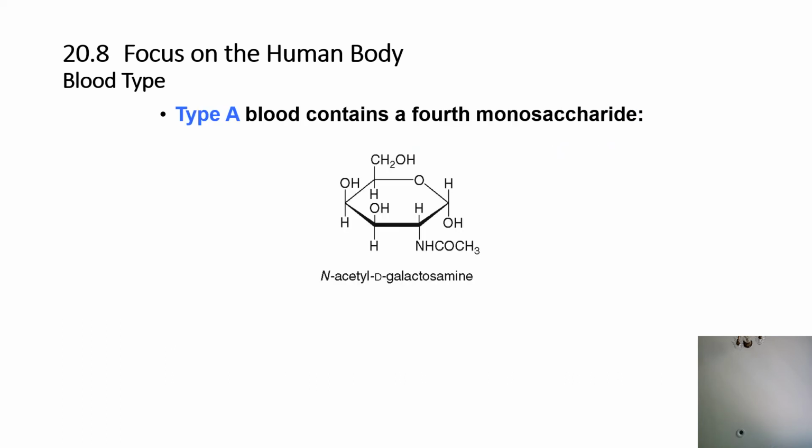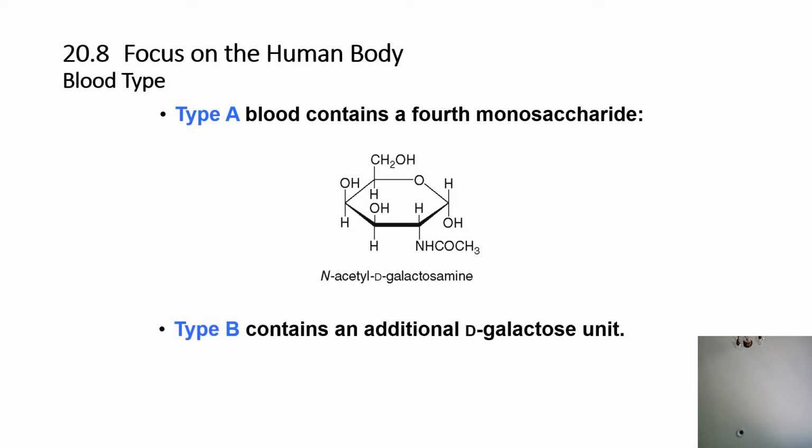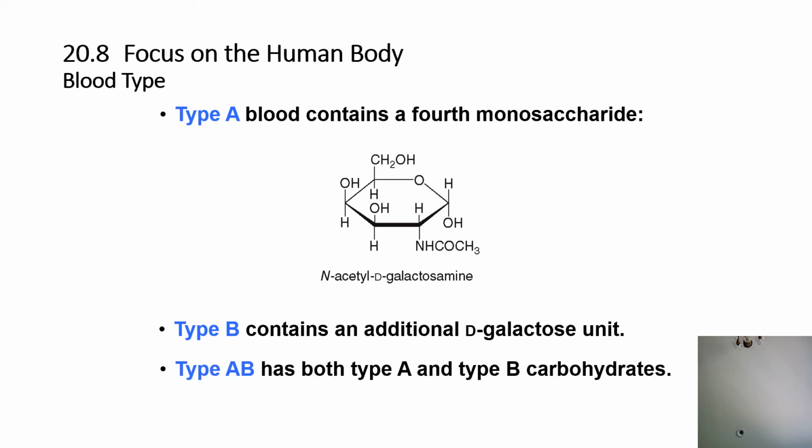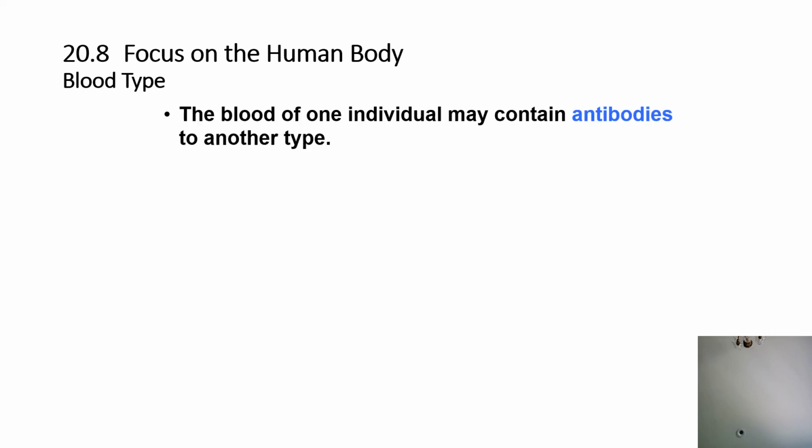Those are all present. However, the 4th monosaccharide in type A blood is N-acetyl D-galactosamine, so that distinguishes it from the other blood types. Type B contains an additional D-galactose unit, so 2 of those rather than just 1. Type AB has both type A and type B carbohydrates, so it's combined, the AB type.